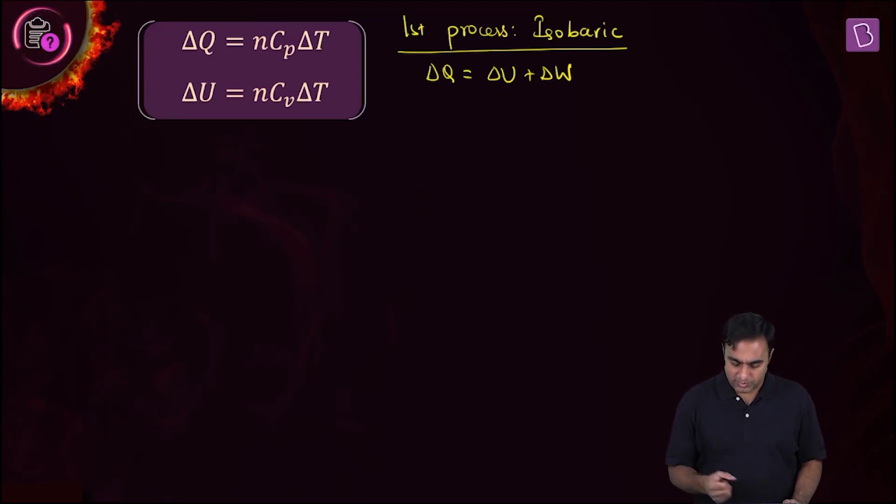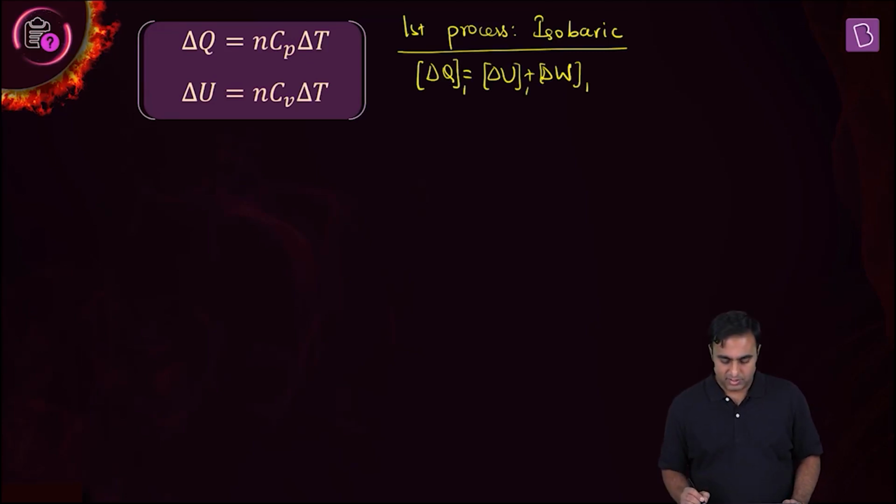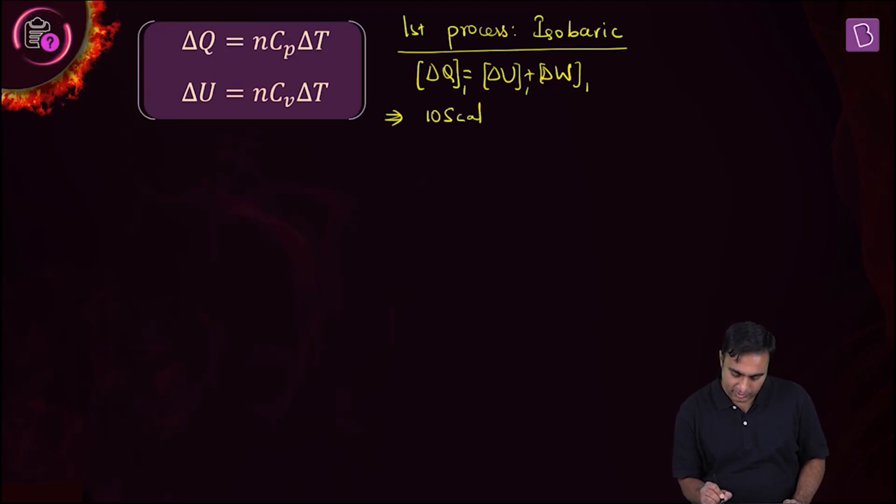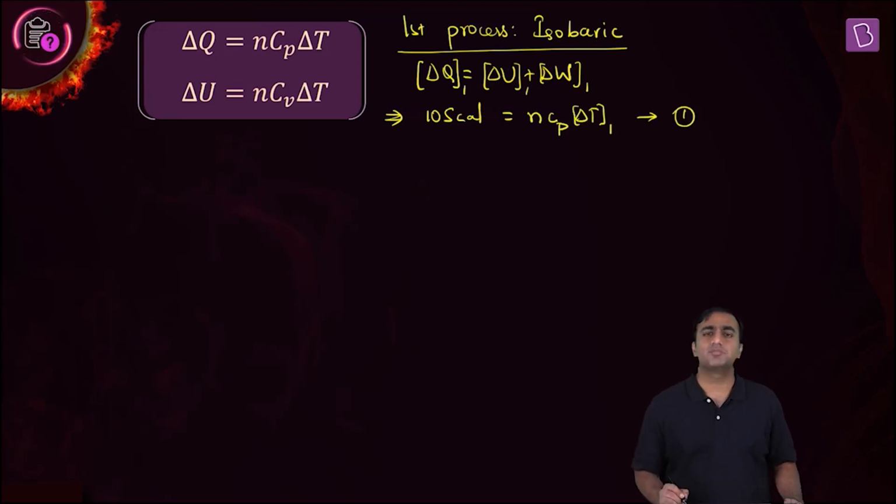Since we are looking at the first process, let me add a subscript 1. You know that delta Q in first case or the first process is 105 calorie, and that's equal to, for isobaric process, this can be written as nCp delta T1. Call this equation number 1.